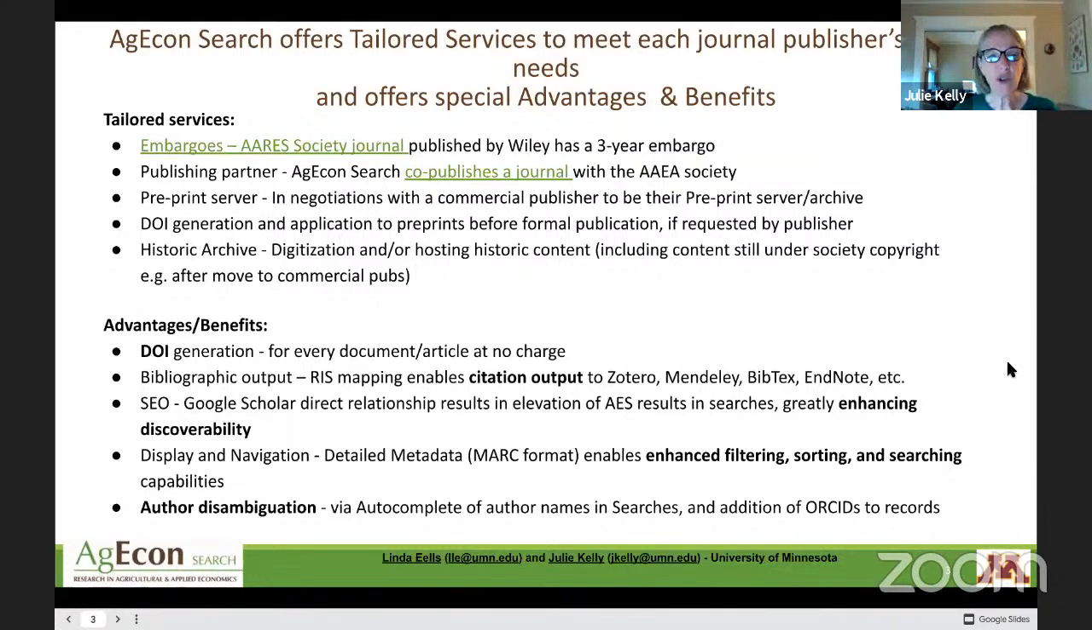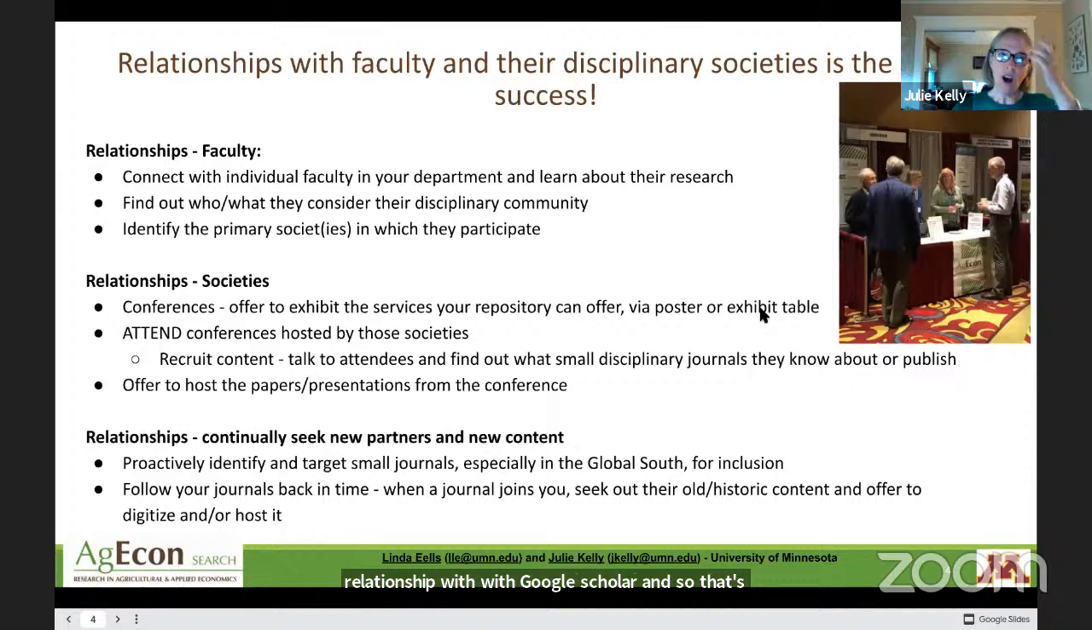We serve as the preprint server for one journal. We mint DOIs for our journals, in some cases ahead of time, so they can include those in the papers. Most of the journals have some other web presence, but they come to us because we can give them a much higher visibility. We go into a big economics index, RepEc. We have a relationship with Google Scholar, and so that's really helpful to them. Next slide, please.